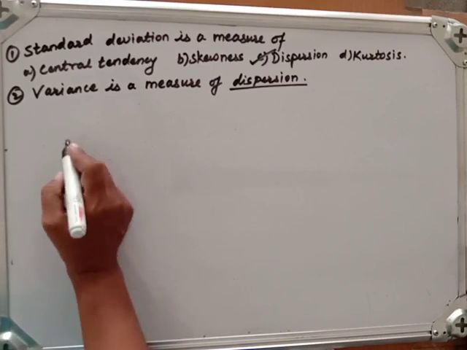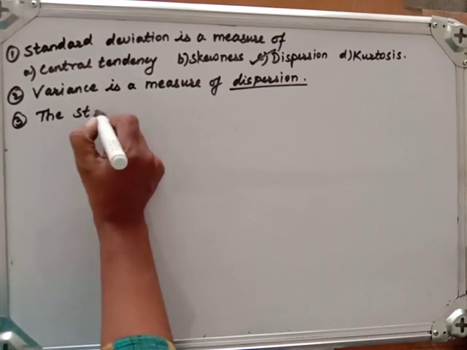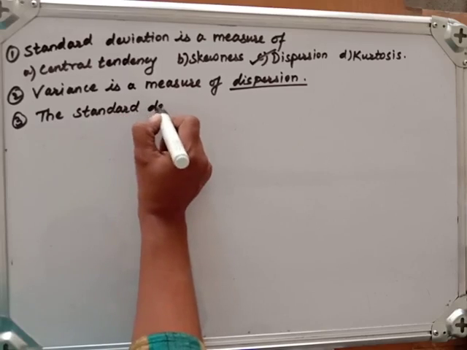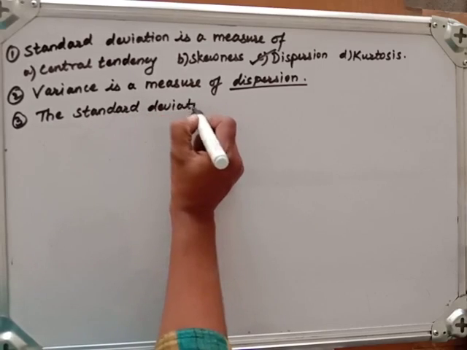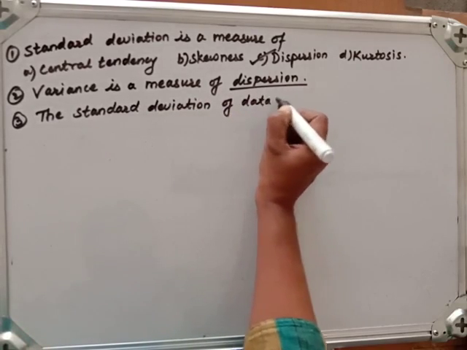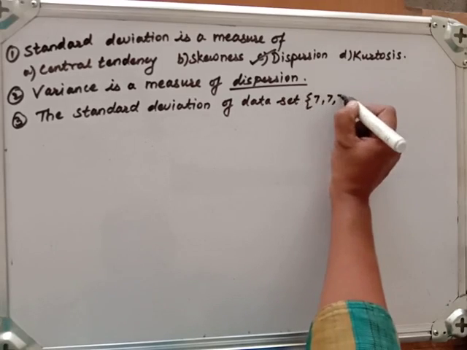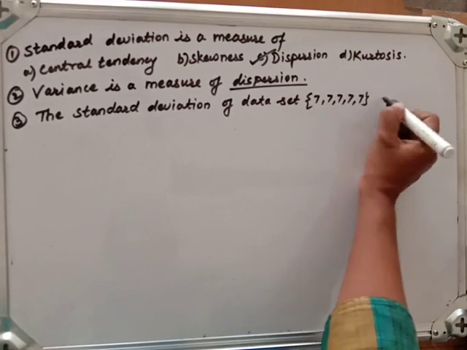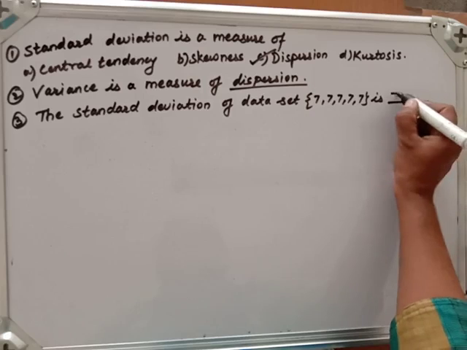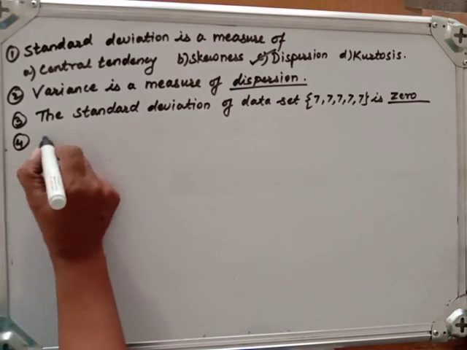Now the next thing, the standard deviation of the data set 7, 7, 7, 7, 7. Already we have taken this example. If the observations are the same, the standard deviation is what? 0. This is 0.